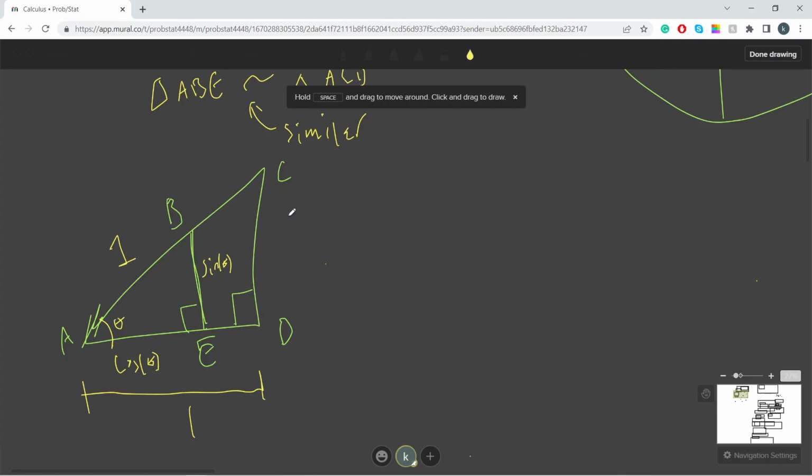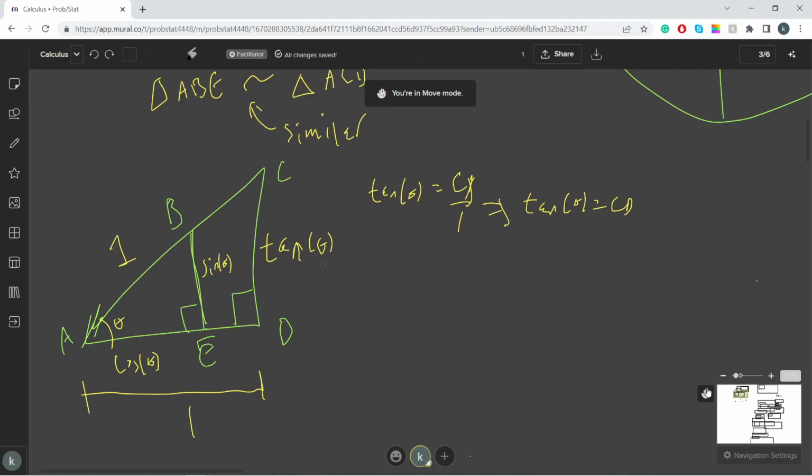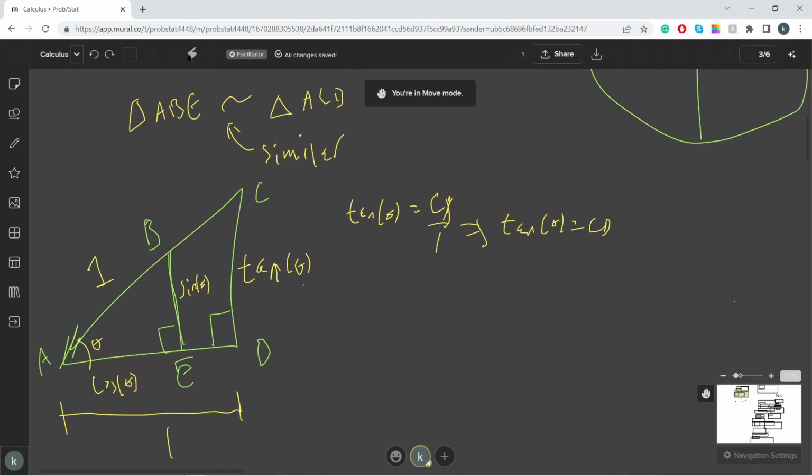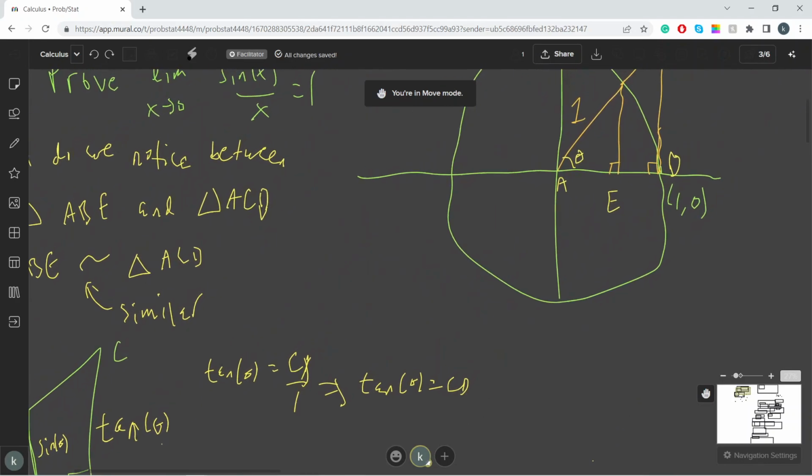Now, we can find side CD. We know that tangent theta equals CD over 1. So we know tan theta equals CD over 1. This means that tan theta is CD. So this side is tangent theta. Okay, so now we've jotted down all the side lengths we need for these similar triangles, and you actually will have all the ingredients you need for the proof.